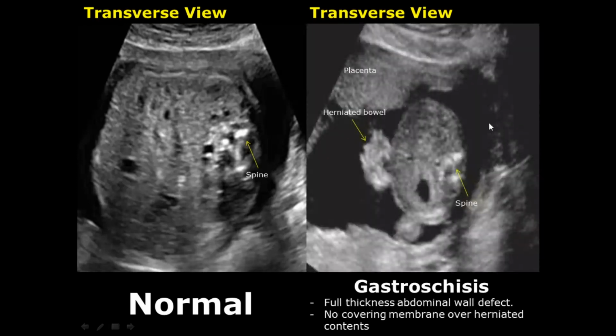Gastroschisis is an abdominal wall defect through which small bowel will be herniated and the bowel loops will float freely in the amniotic fluid. The herniated contents are not covered by any membrane. Here you can see there is no membrane and the surface is rough and irregular as compared to an omphalocele.